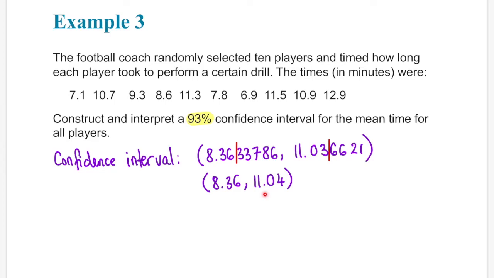What does it mean? It means that the mean time for all players would fall between 8.36 minutes and 11.04 minutes, and we are 93% confident.